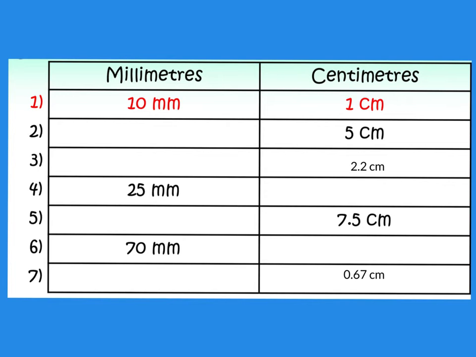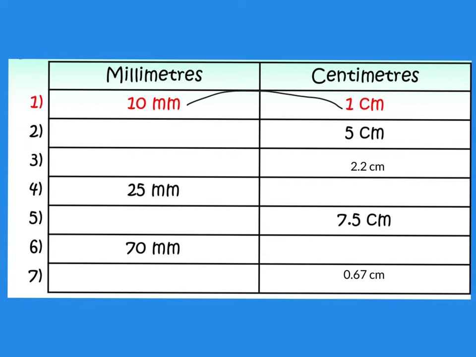Okay, so this chart shows some measurements in millimetres, and we have to convert them into centimetres, or vice versa. Okay, so the first one is completed for us. 10 millimetres is 1 centimetre. Okay, so that's a fact that we need to know. It's a very easy fact, and we need to know it and be able to complete the rest of the questions. Okay, to understand the relationship between millimetres and centimetres.